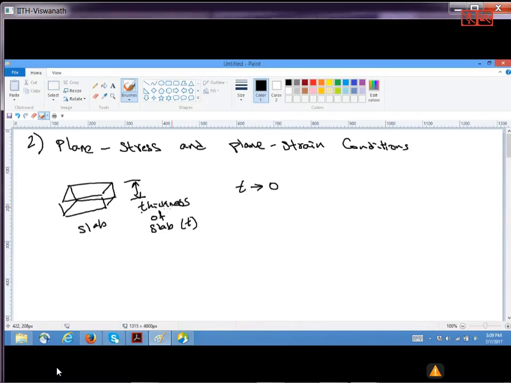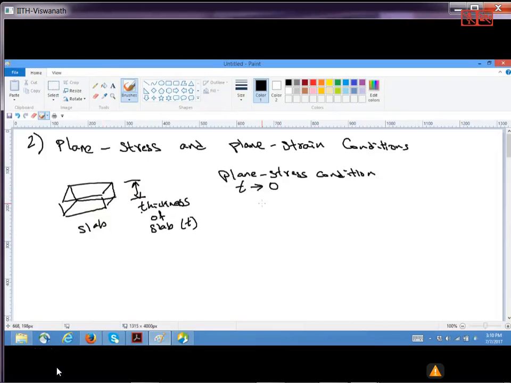Why are we assuming a plane stress condition? Because we don't want to solve in the third dimension when the thickness is very small compared to the longitudinal direction and the width direction. So if the longitudinal direction and the transverse direction are much larger than the thickness direction, you can make the approximation that it is a plane stress condition.